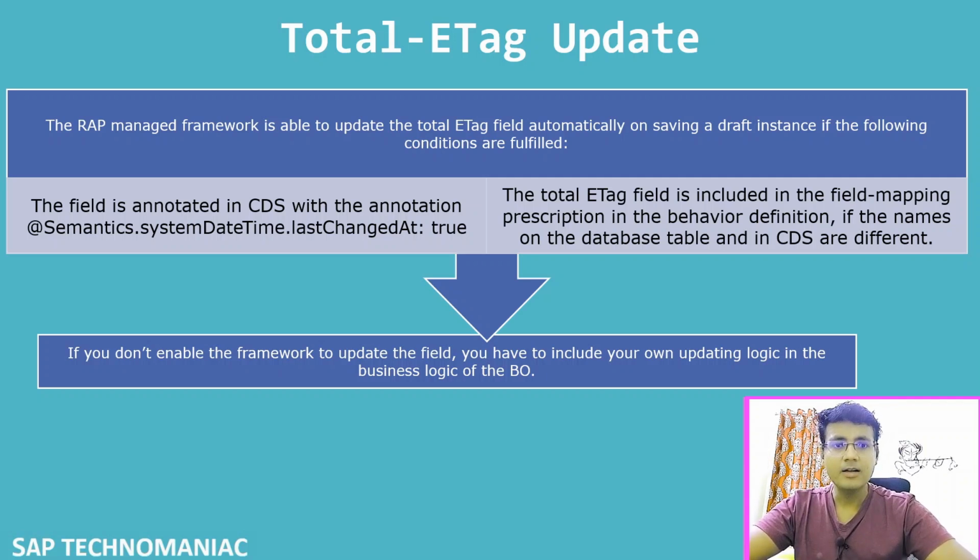Now, if you are not doing these things, you didn't define any field using these annotations, and you didn't define the mapping, then in that case, if you want to work with Total ETag, you have to handle your Total ETag yourself. The framework is not going to handle it. You have to change your ETag field each time you are modifying the data. That is your responsibility if you are not doing this kind of thing.